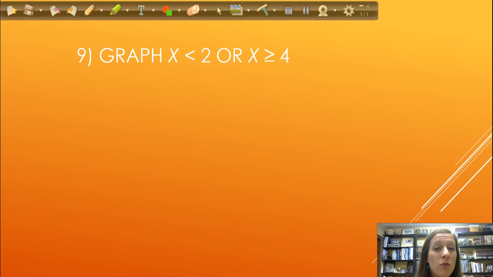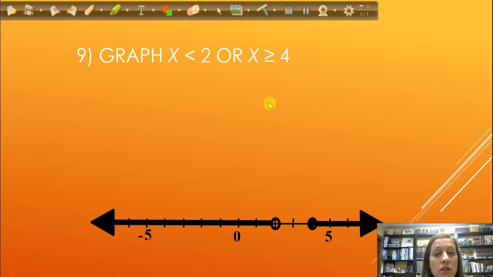Okay, we're going to look at 2 more graphs using the word or. We're going to graph x < 2 or x ≥ 4. Remember, for the word or, we're going to include all the shading of both graphs. So this is what our final answer would look like. Here is x < 2 and here is the graph of x ≥ 4. So that would be our final graph. We're including the shading of both graphs. One or the other needs to be included.